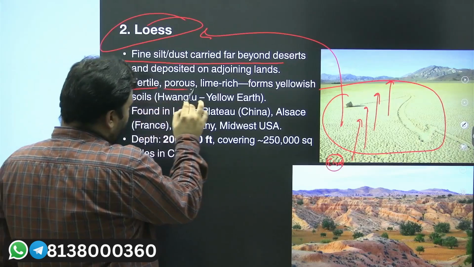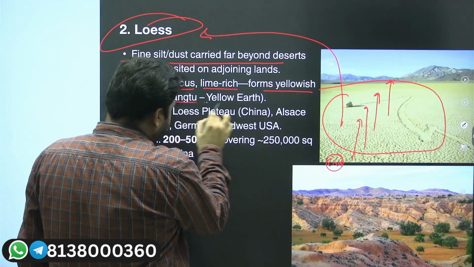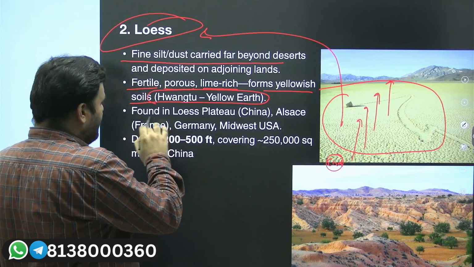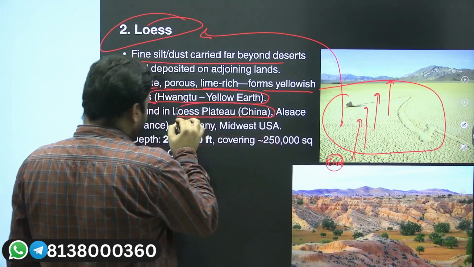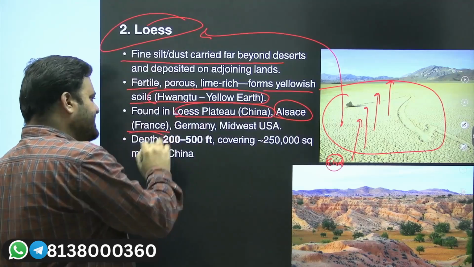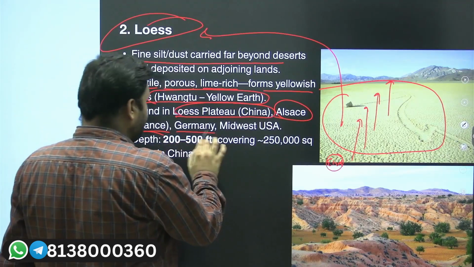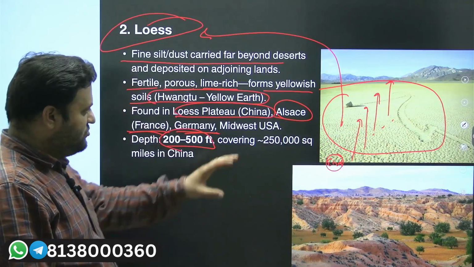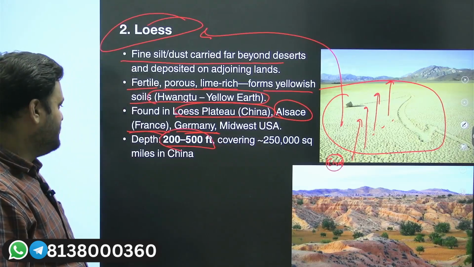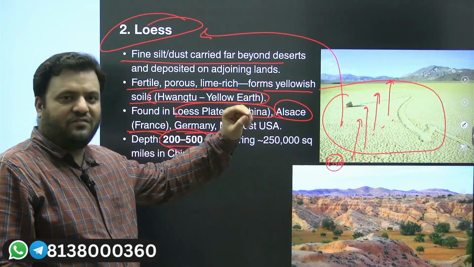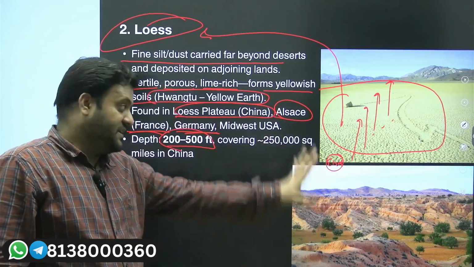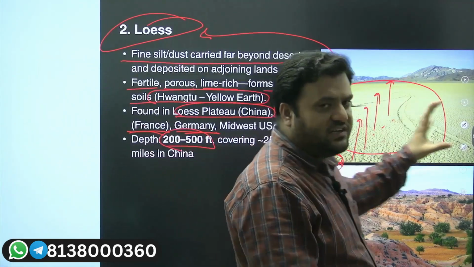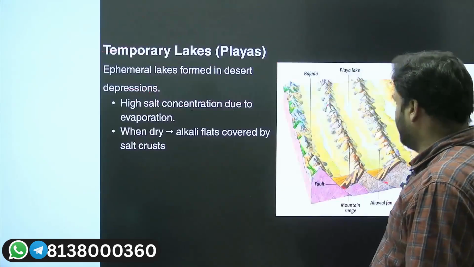They are fertile, porous, lime rich, and yellowish, and yes, you will see the Huangtu region, the yellow earth in China specifically. Loess plateau is there in China. Alsace and Lorraine. Alsace specifically is in France, and in Germany you will see the same. The depth of this deposition is 200 to 500 meters. It covers almost 250,000 square miles in China. It's the best topographical feature for cultivation, if enough irrigation facilities are available. So with enough irrigation facilities, these Loess are the best for cultivation.